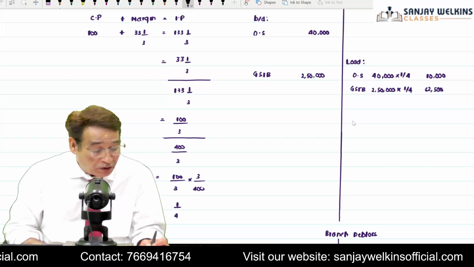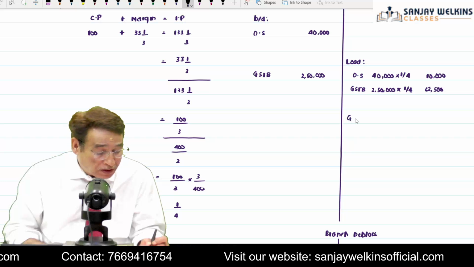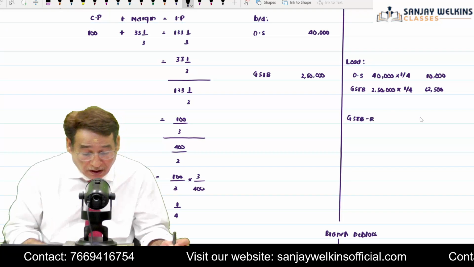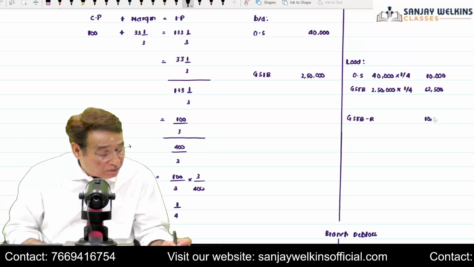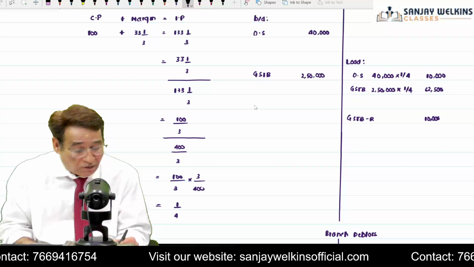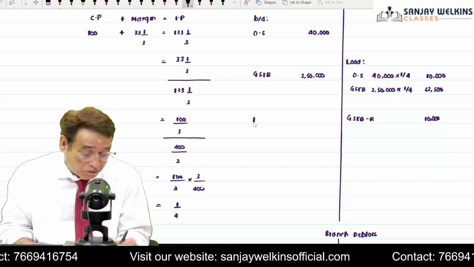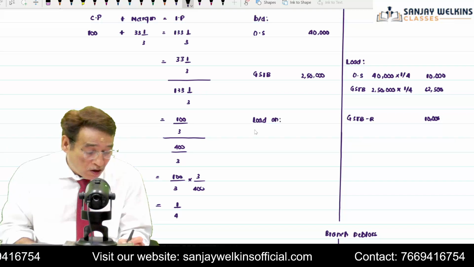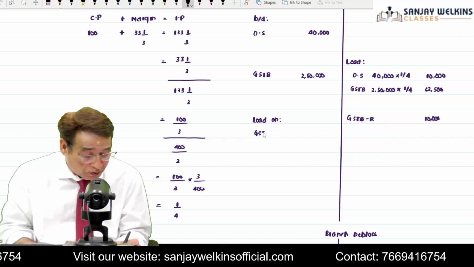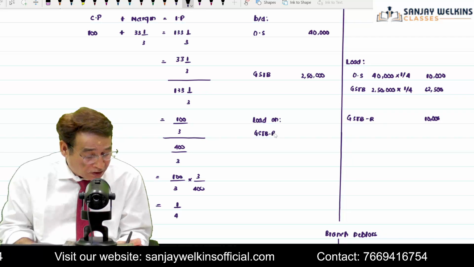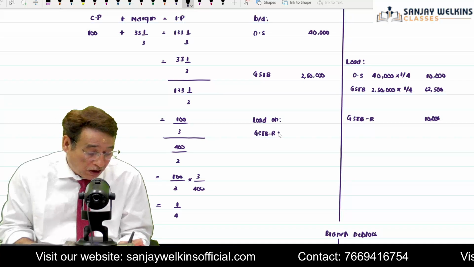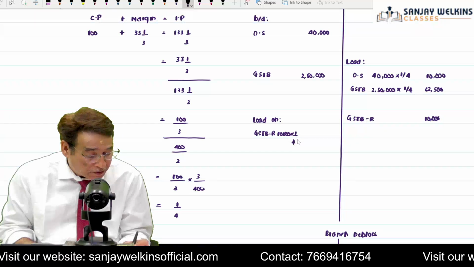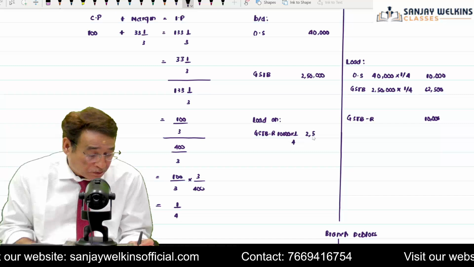Then we are being given goods return. So on the opposite side, first of all, I will write goods sent to branch account, returns, and 10,000 worth of goods have been returned to us. So I will write over here loading on goods sent to branch returns, and loading will be 10,000 into 1 by 4. That is equal to 2,500.